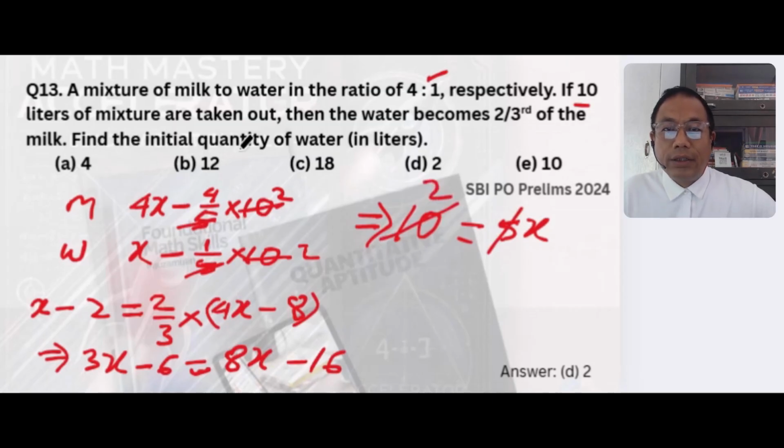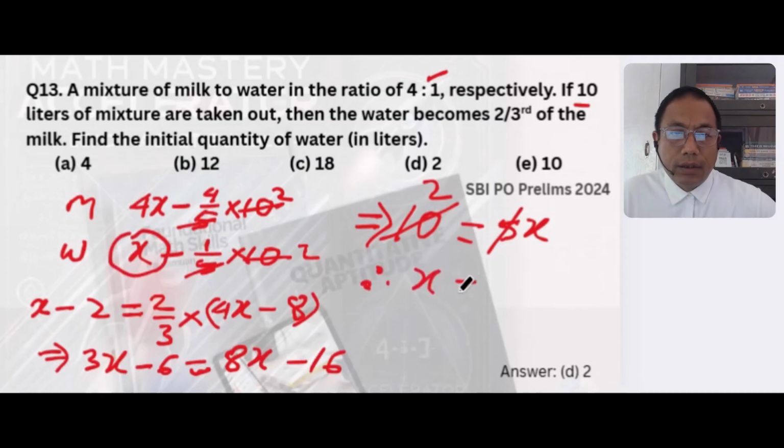Find the initial quantity of water. Initial quantity of water is x. Therefore, x is 2. We have 2. D is the right answer. Can you understand?